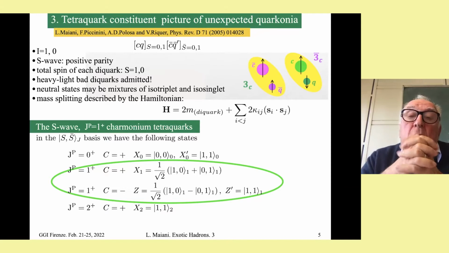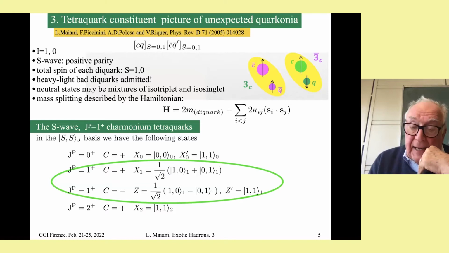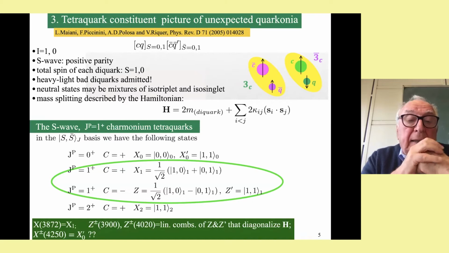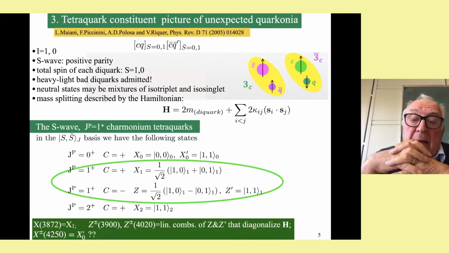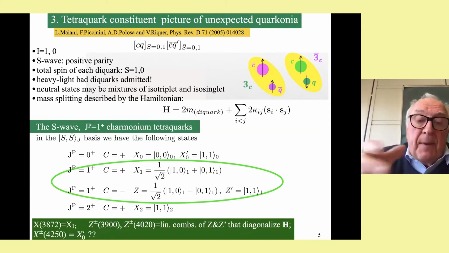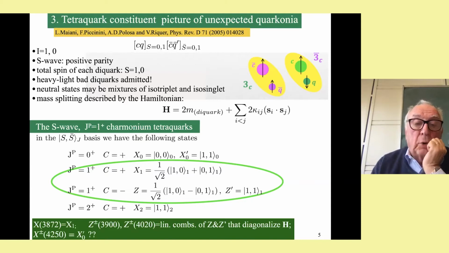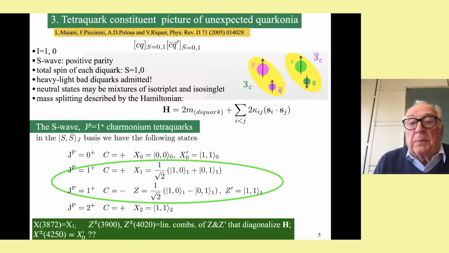You have four spin states. And now, in general, those that are in the green circle, there is one which is alone, is a charge conjugation plus combination, X1. And then there are two which have negative charge conjugation, and they can be mixed in two combinations in order to diagonalize the Hamiltonian, which is upstairs, the spin-spin Hamiltonian. And so you may say that if you know the spin-spin matrix, the Kij, you can diagonalize that and obtain the physical states for Z and for Z prime, of which I gave you only one specification in terms of quark spin, diquark spin.